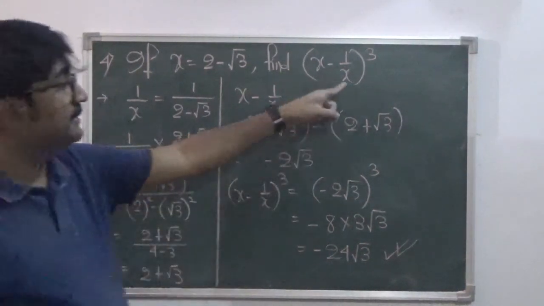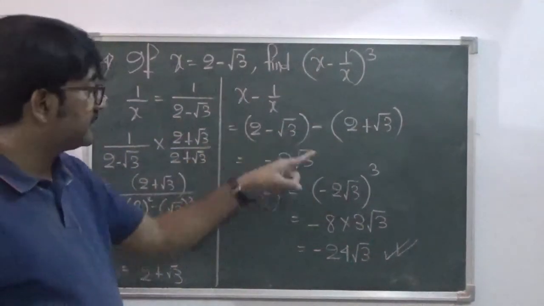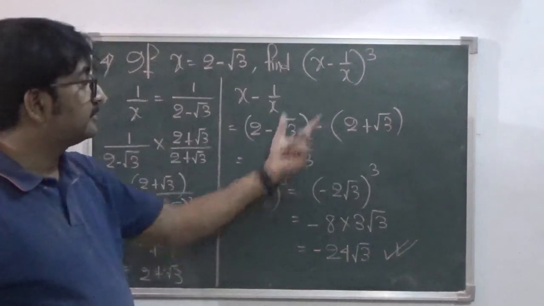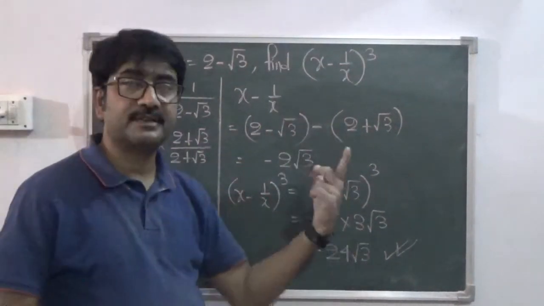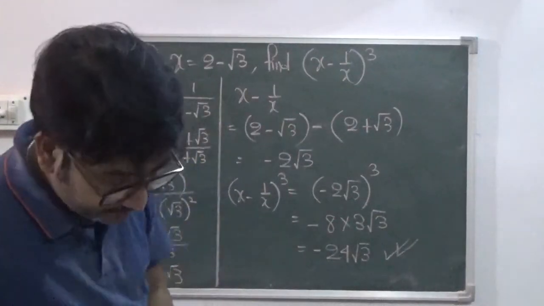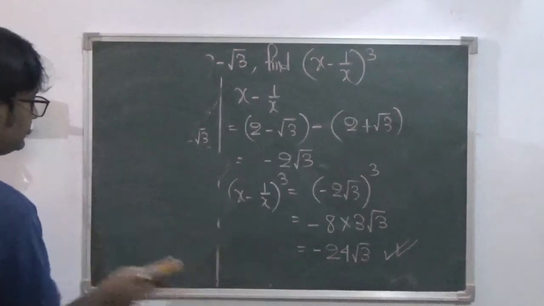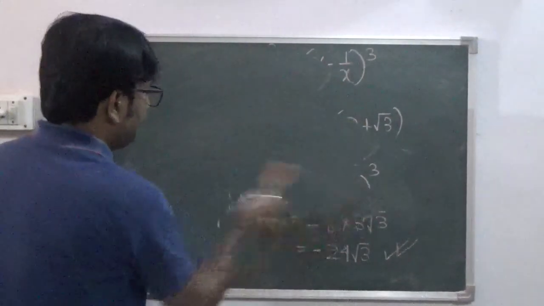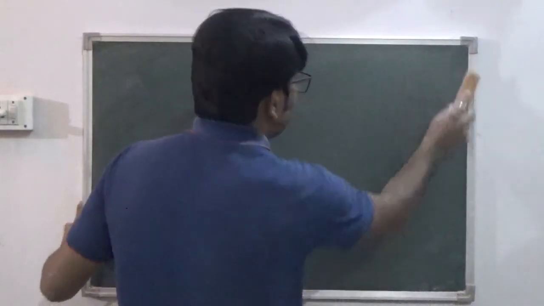Now you have to find x minus 1 by x whole cube. So find out first x minus 1 by x. So x minus 1 by x comes to minus 2 root 3. Now minus 2 root 3 cube, you get minus 24 root 3 as the final answer, right? So another question.